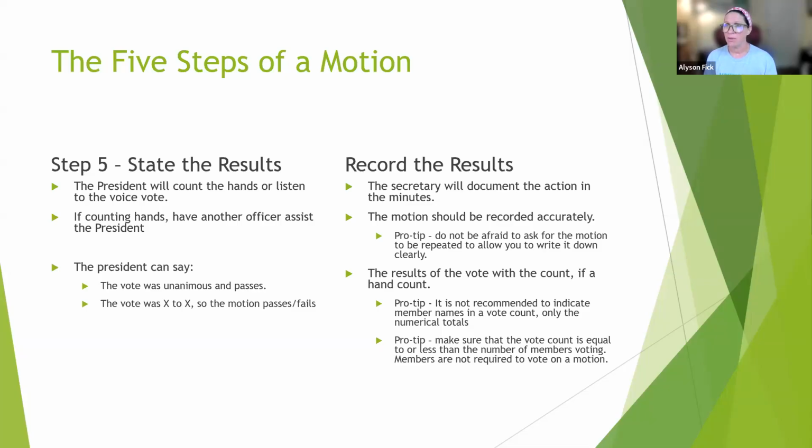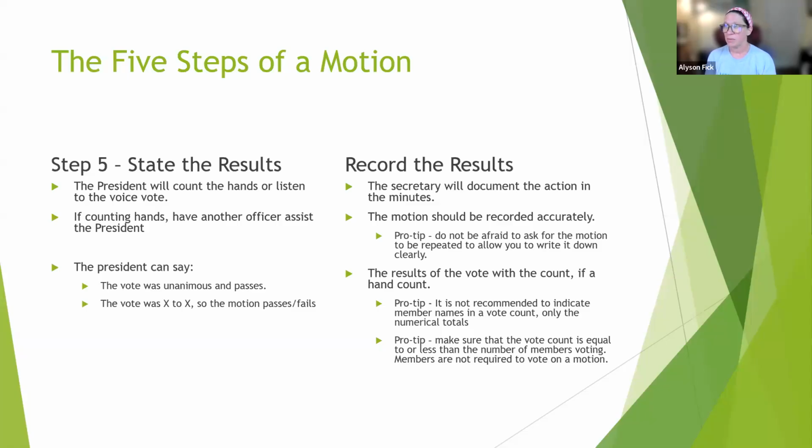At this point in time, it is very important that the secretary is documenting the action in the minutes and that the motion has been recorded accurately. For my secretaries, do not be afraid to ask for the motion to be repeated to allow you to write it down clearly.